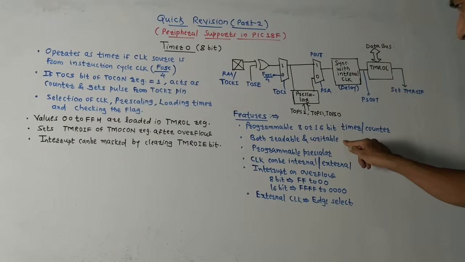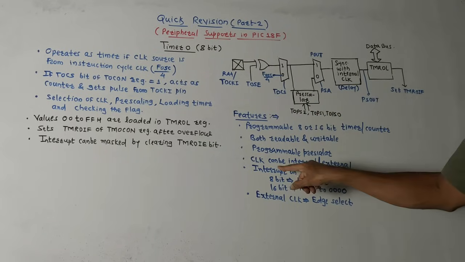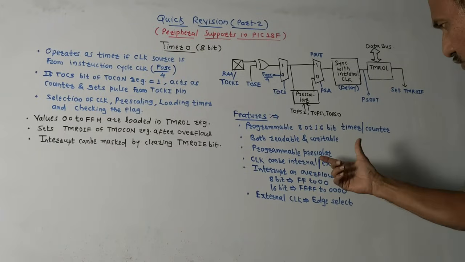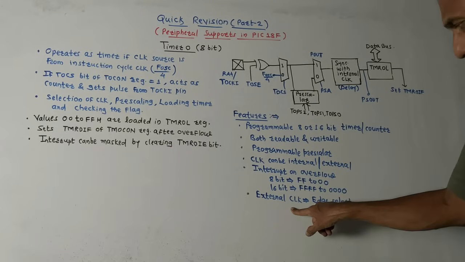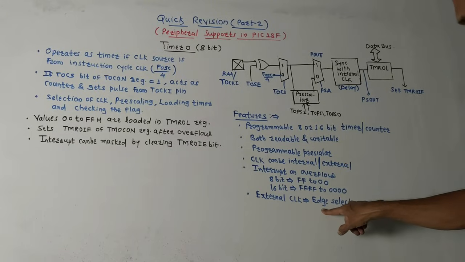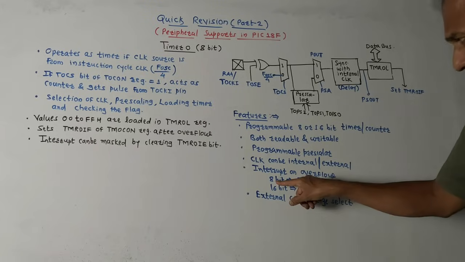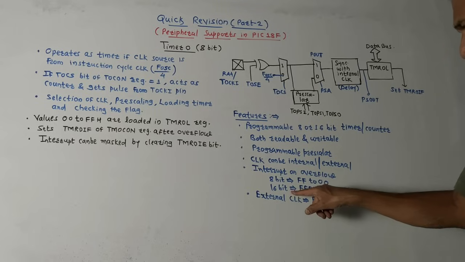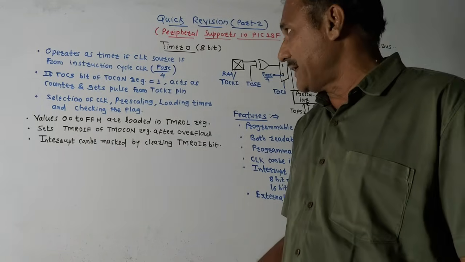It is both readable and writable. Then programmable pre-scaling. These pre-scale factors can be programmed. Then clock can be an internally generated signal, I mean internally generated oscillator frequency, or you can make use of external clock. For selection of external clock we have to use edge selection. Then interrupts on overflow. For 8-bit, overflow interrupts will be from FF to 00, and for 16-bit it is FFFF to 0000H, that is hexadecimals.